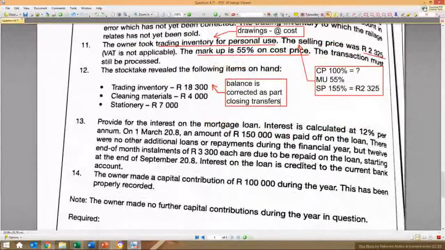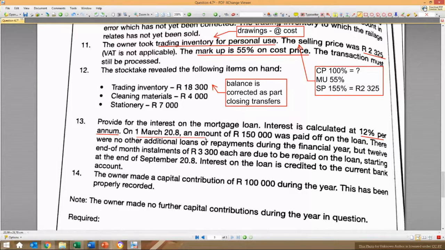Okay, so under point 13, we said provide for the interest on the mortgage loan. So it means we haven't actually accounted for it as yet. We still need to provide for it. We haven't paid it. So now you have to accrue for that interest expense. Interest is calculated at 12% per annum. So that means that 12% is for the year.